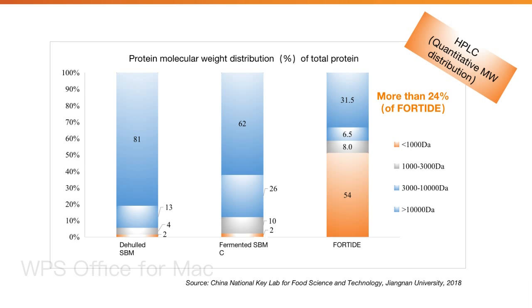For the raw material, the dehulled soybean meal, the range below 1,000 Dalton accounts for only 2%, and the range of fermented soybean meal below 1,000 Dalton accounts for only 2% too, but the portion below 10,000 Dalton has increased compared with dehulled soybean meal. It shows that the fermentation process is helpful to reduce the molecular weight of protein to some extent, but not as good as our process of enzymatic hydrolysis.